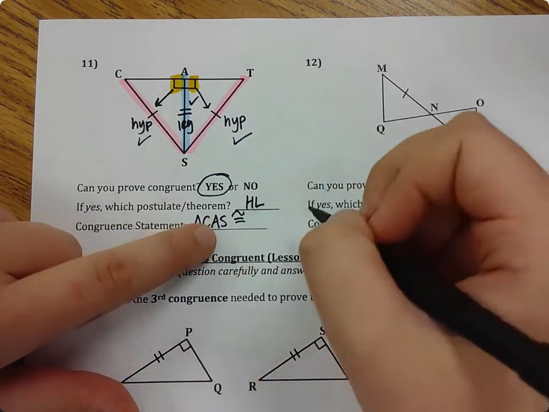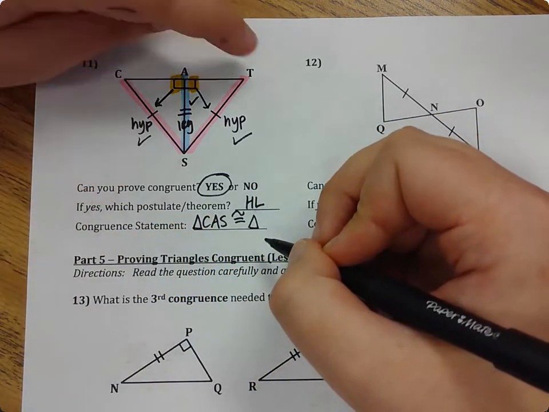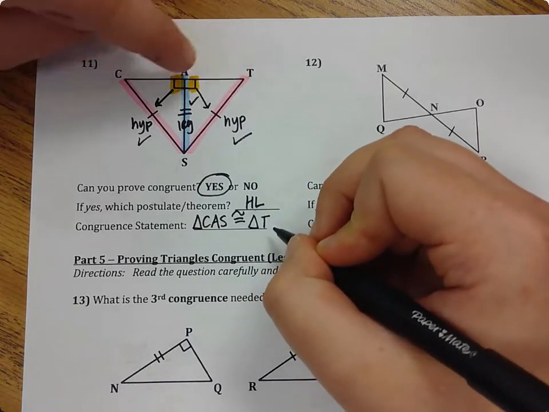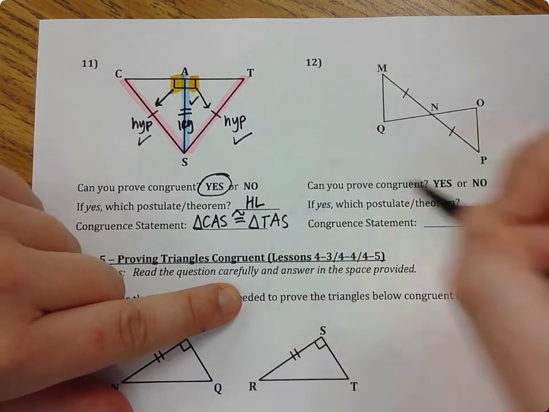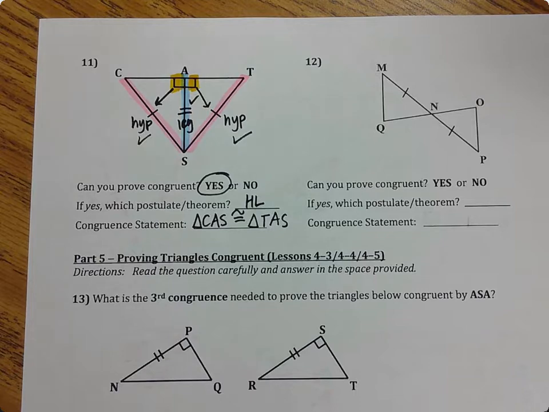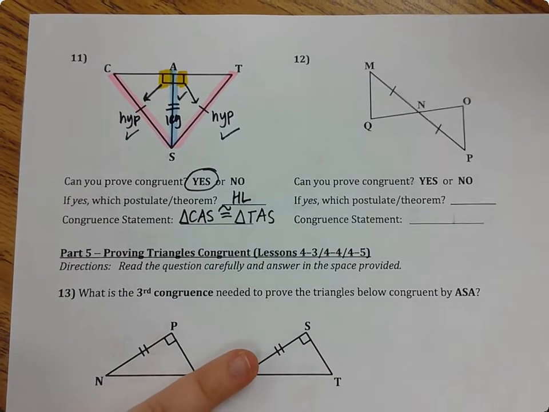I can choose any order for that first one. C matches up with T, so then I'm going to go TAS for the second one. And last but not least, question number 12.